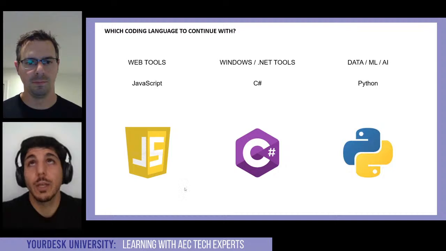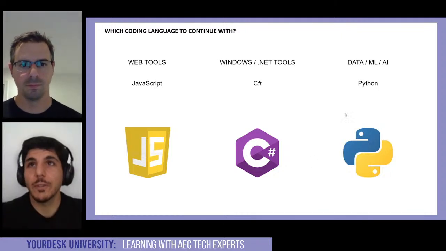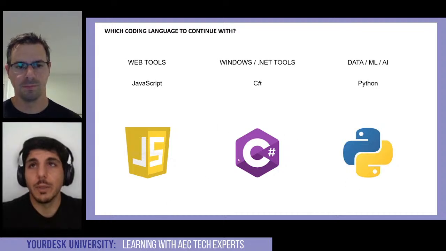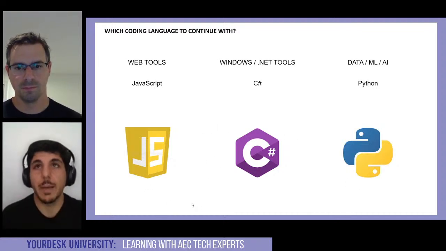These are all general purpose. Web tools are usually JavaScript, Windows and .NET stuff is C#, because that's, again, a Microsoft thing, and Python is great for data, but they all kind of cross over these days. They used to be in their own domains, but they all cross over a little bit. You can do a little bit of each with the others. So it's interesting how much general coding languages like these have expanded.